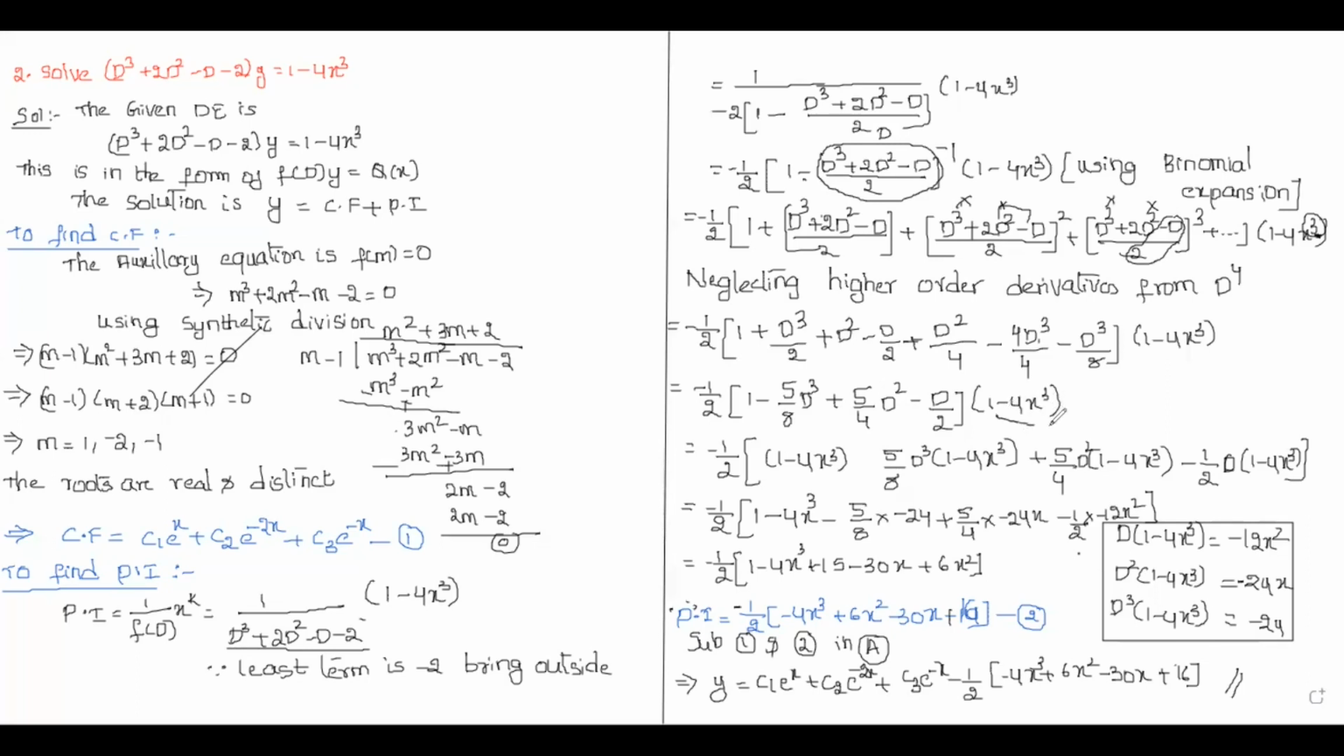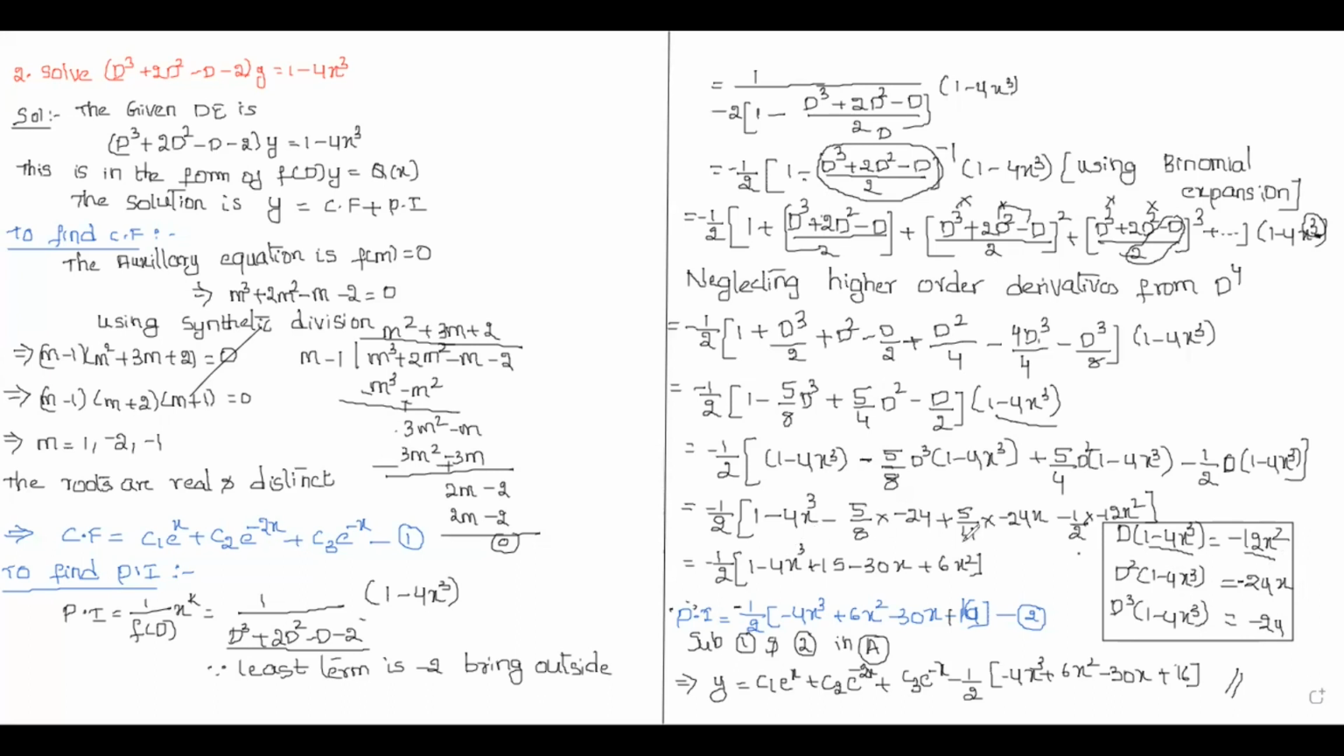Now multiply this 1 minus 4x cube inside. You will get 1 minus 4x cube minus 5 by 8 into d cube into 1 minus 4x cube plus 5 by 4 into d square 1 minus 4x cube minus 1 by 2 into d into 1 minus 4x cube. Now d of 1 minus 4x cube, differentiating one time, you will get minus 12x square. D square of 1 minus 4x cube means differentiating again, you will get minus 24x. D cube of 1 minus 4x cube means differentiating again, we get minus 24.